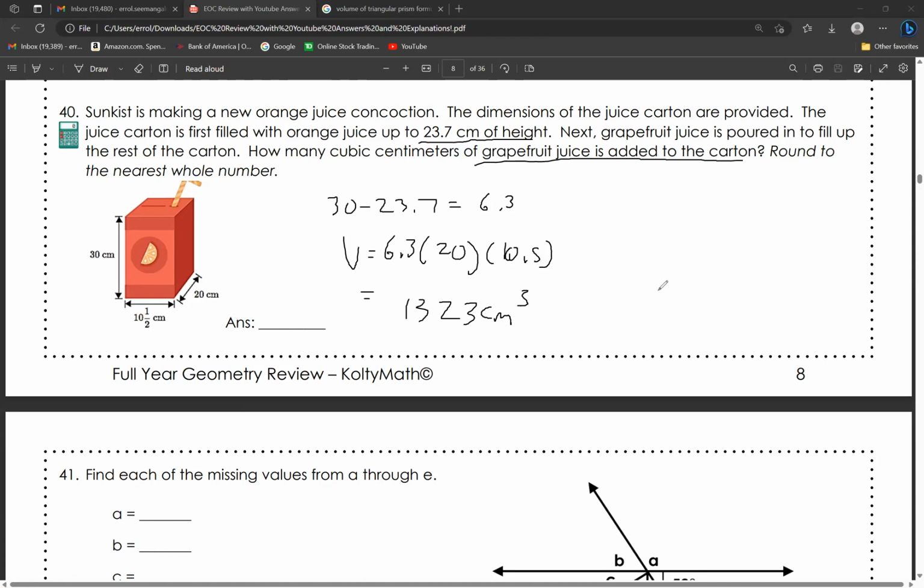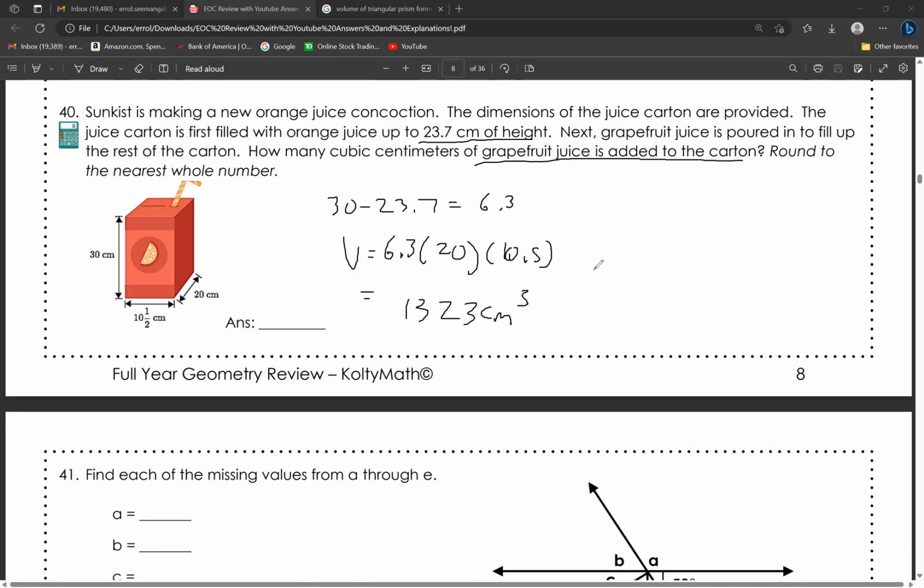Yeah, that should be right. 1323.7. Let's see what we get. 30 minus 23.7, yeah, 6.3. It's going to be very easy to get the volume of all that grapefruit. So we're going to do 10.5. I'm going to write it as 323 cubic centimeters of grapefruit juice.